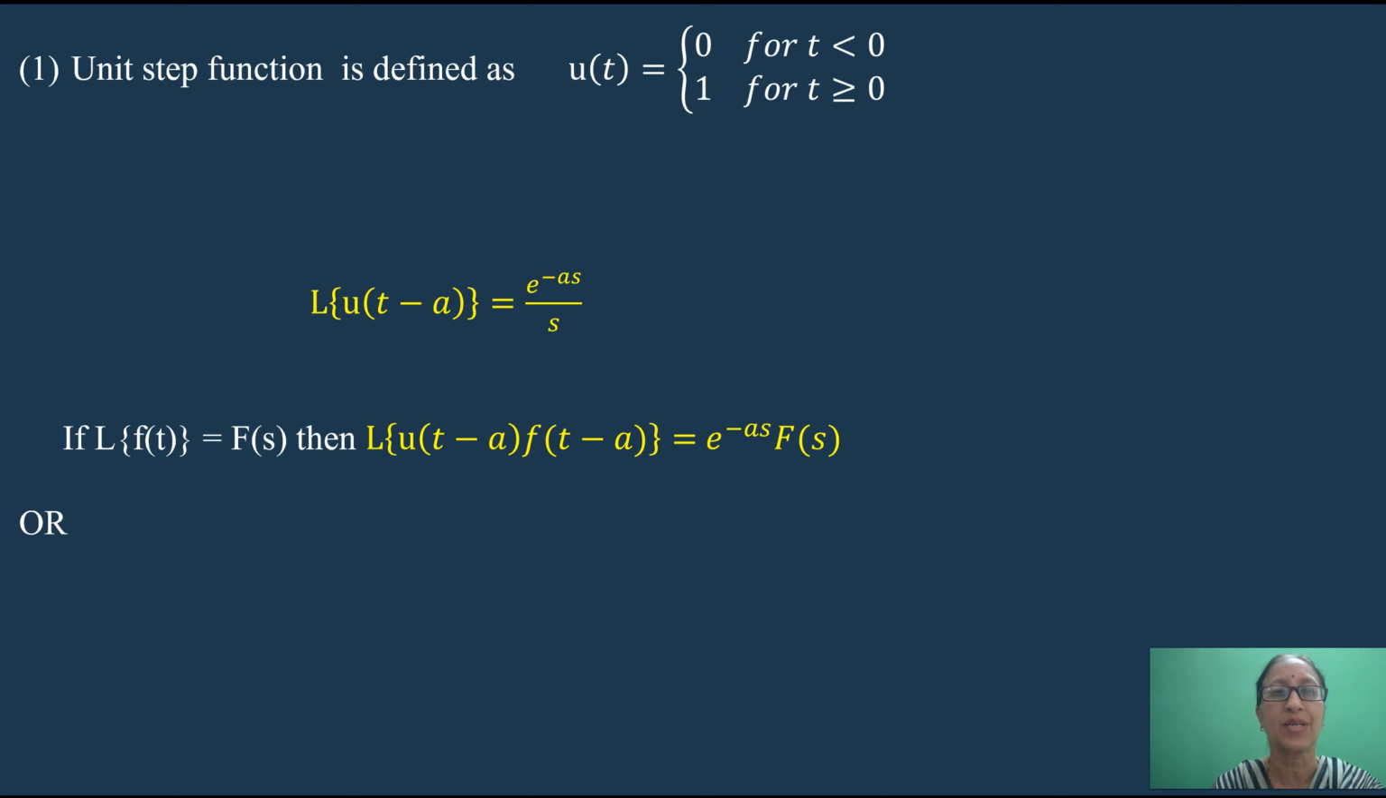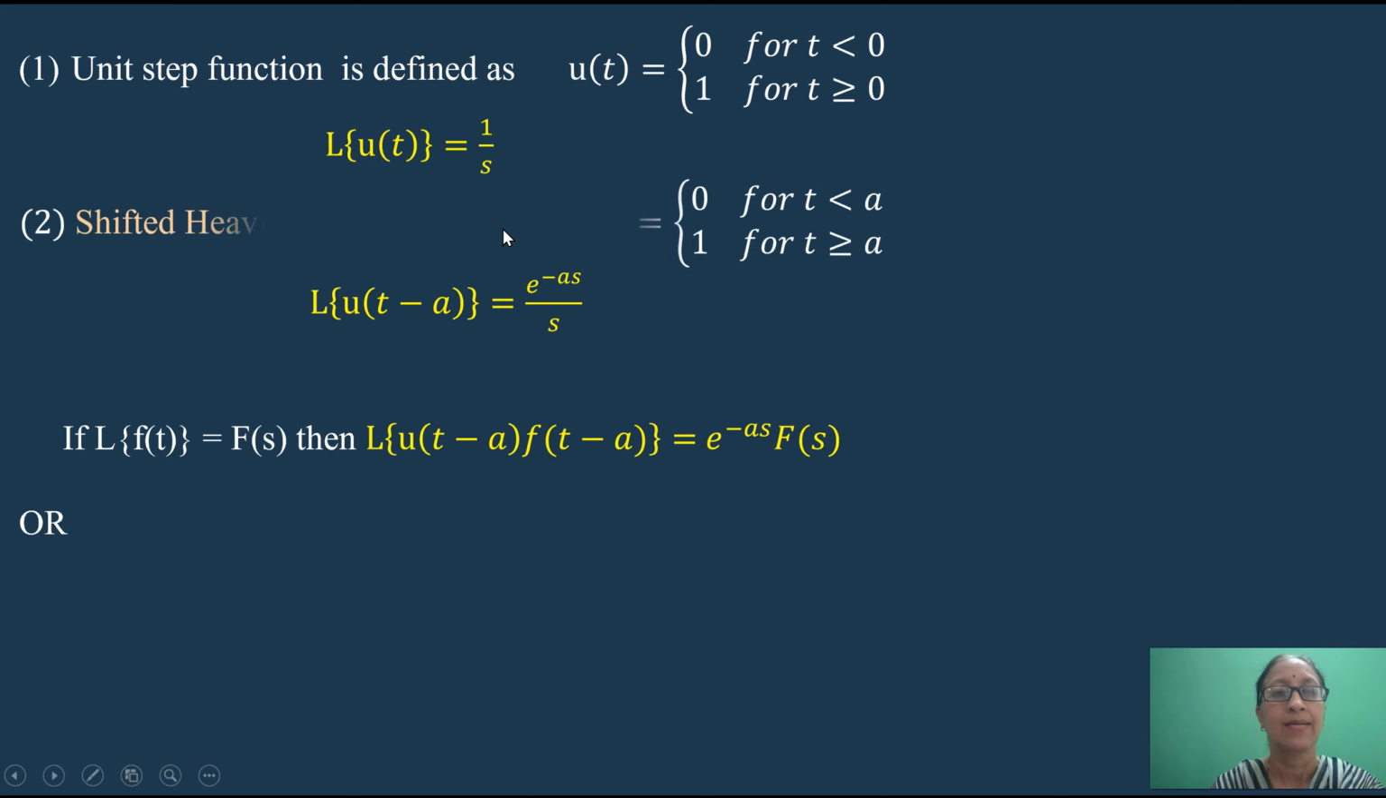That is the definition of the unit step function: u of t equal to 0 for t less than 0, 1 for t greater than or equal to 0, and the Laplace transform of the unit step function u of t is 1 by s. Then the shifted Heaviside function or shifted unit step function u of t minus a is equal to 0 for t less than a, 1 for t greater than or equal to a, and its Laplace transform is e power minus as upon s.